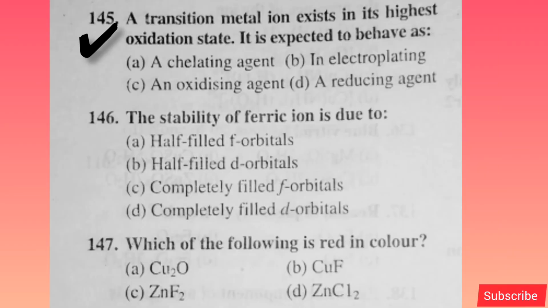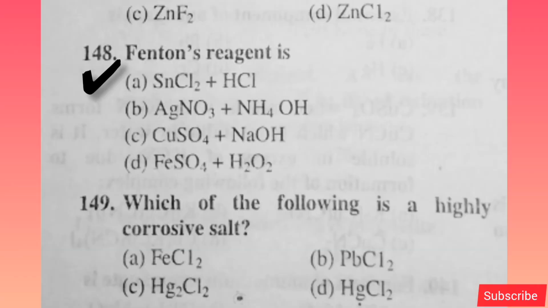A transition metal ion exists in its highest oxidation state. It is expected to behave as? Option C is correct. The stability of ferric ion is due to? Option B is correct. Which of the following is red in color? Option A is correct. Fenton's reagent is? Option D is correct.